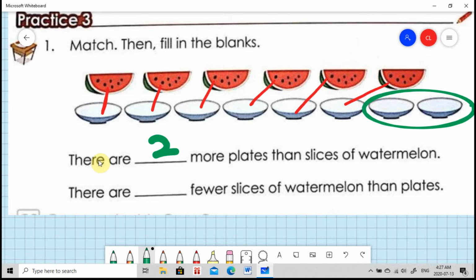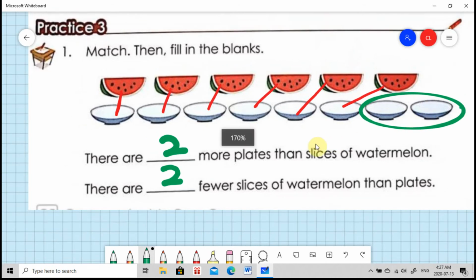There are 2 fewer slices of watermelon than plates, because you have fewer watermelons, right? 2 fewer slices of watermelons compared to plates. Okay.